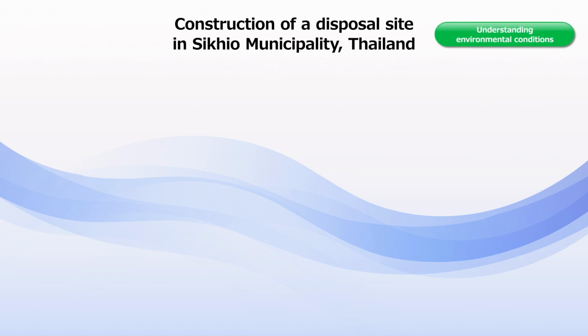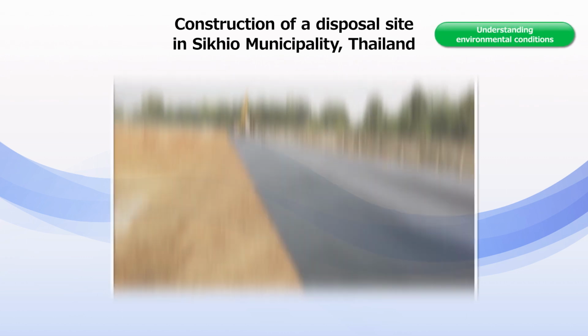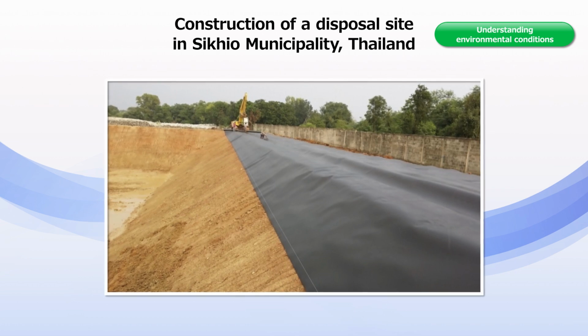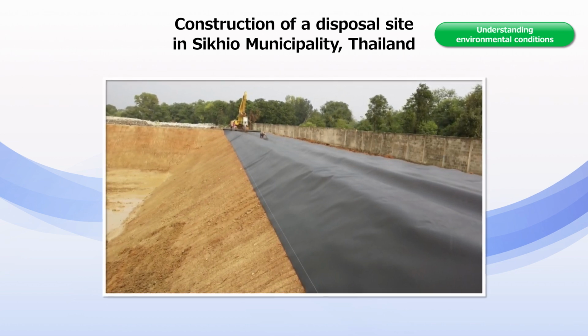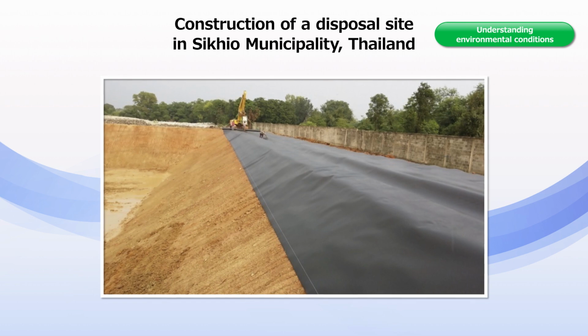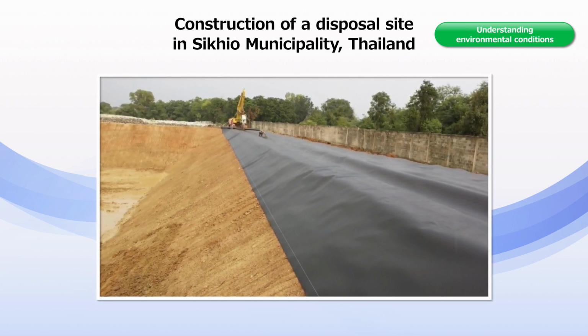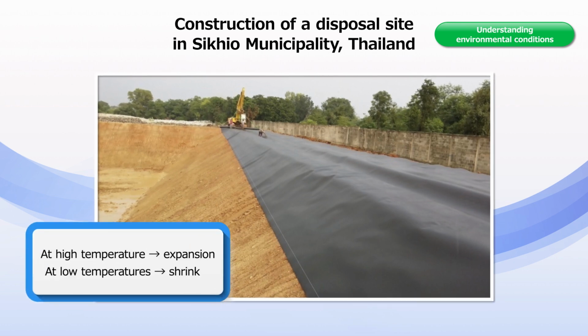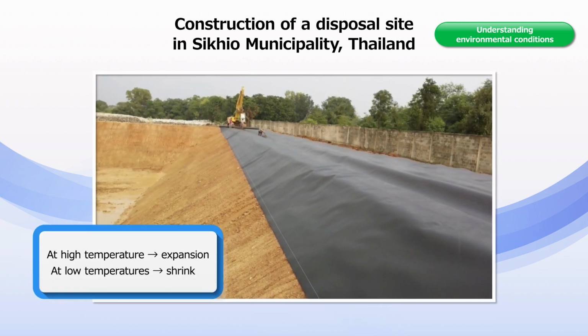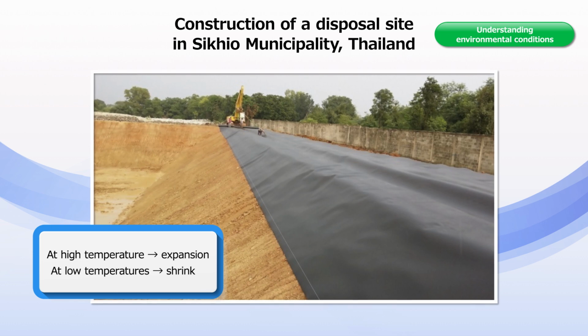Materials such as synthetic rubber, asphalt, and bentonite are used for seepage control sheets. But depending on the material used, the weather and temperature at the time of construction has an effect. For instance, when the temperature is high, the impervious material may expand, and conversely, it may shrink when the temperature is low.